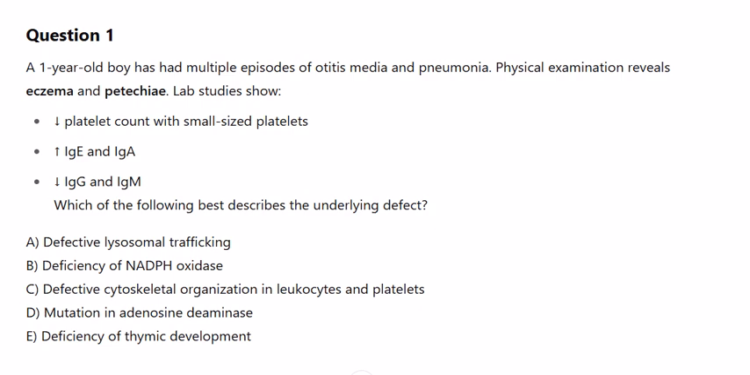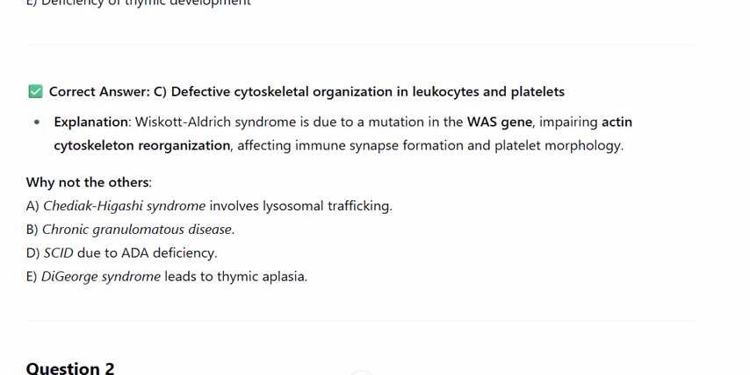Correct answer, C. Defective cytoskeletal organization in leukocytes and platelets. Explanation. Wiskott-Aldrich syndrome is due to a mutation in the WAS gene impairing actin cytoskeleton reorganization, affecting immune synapse formation and platelet morphology. Why not the others?